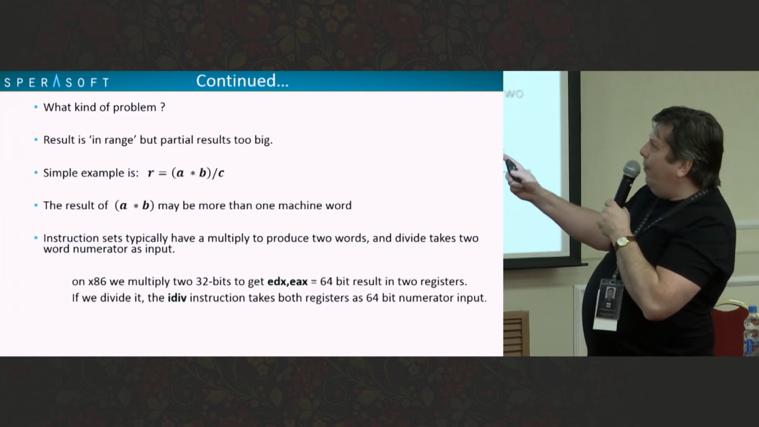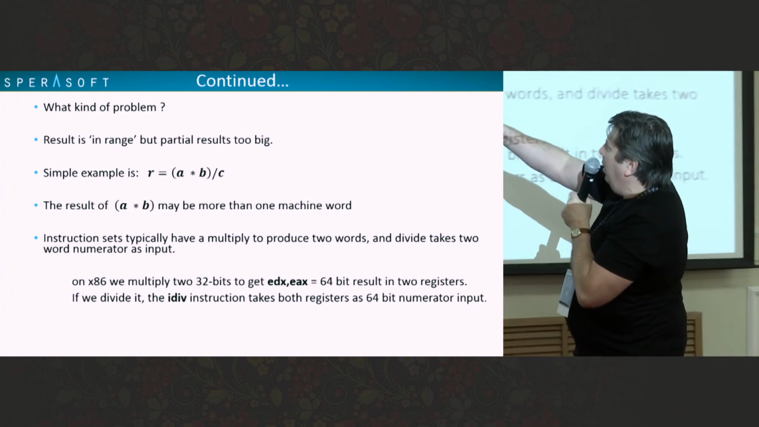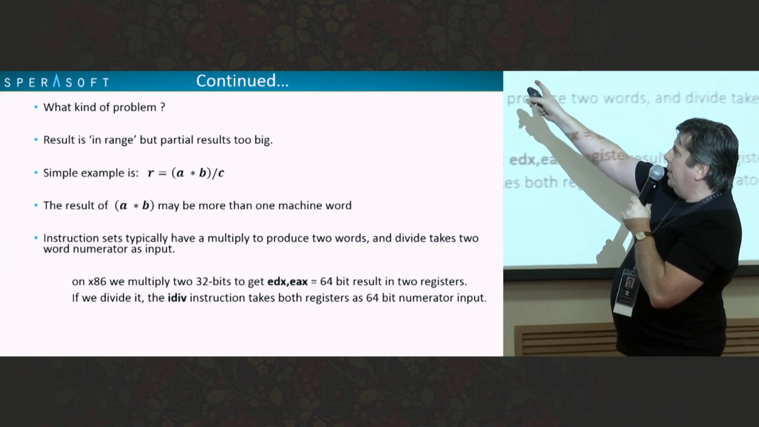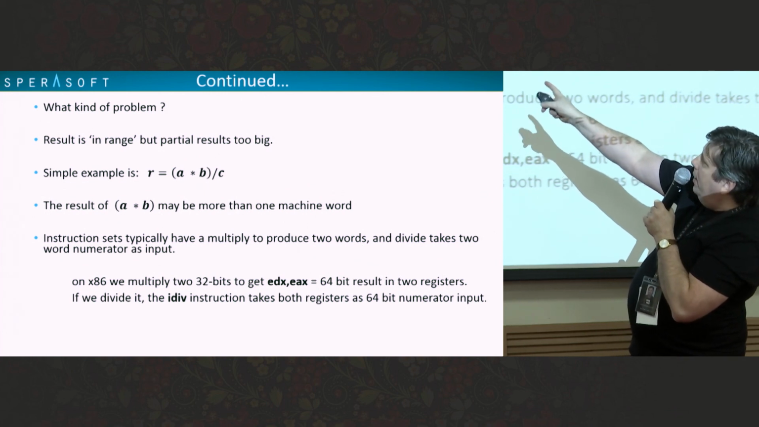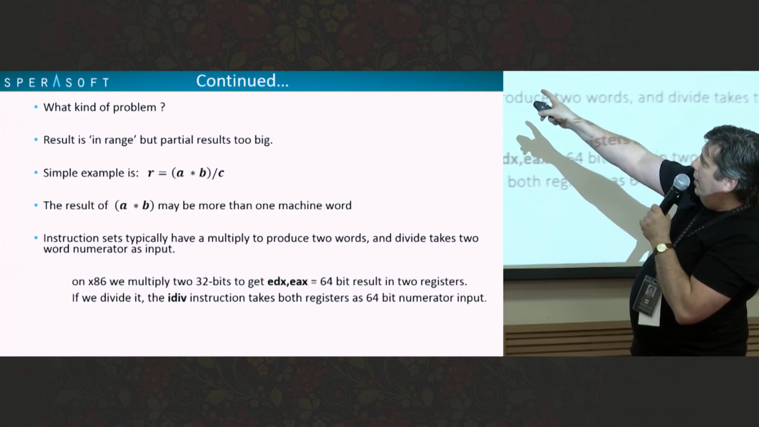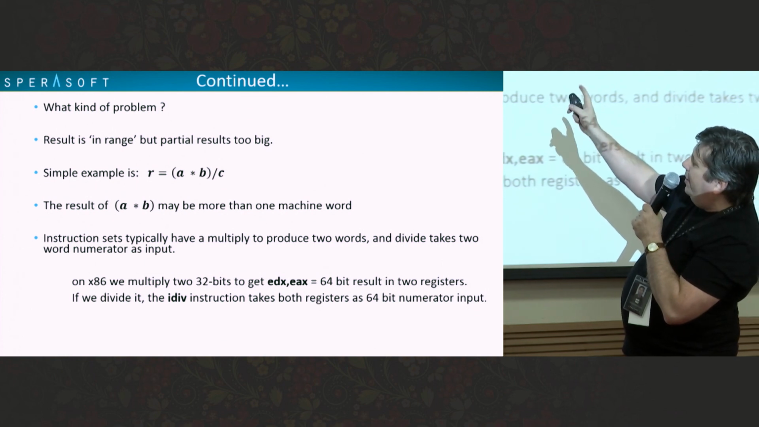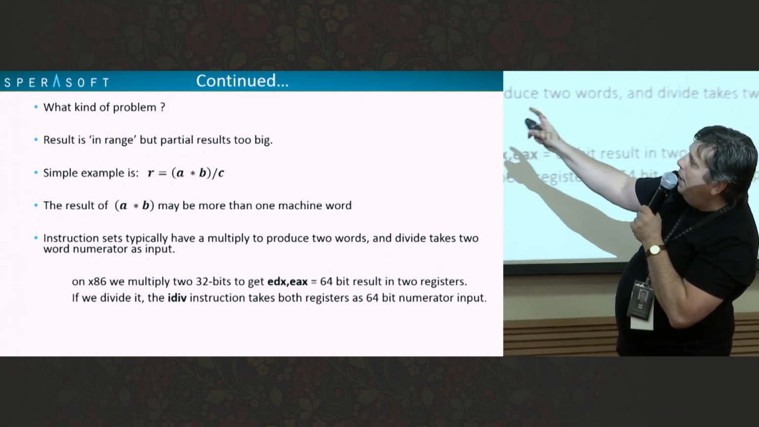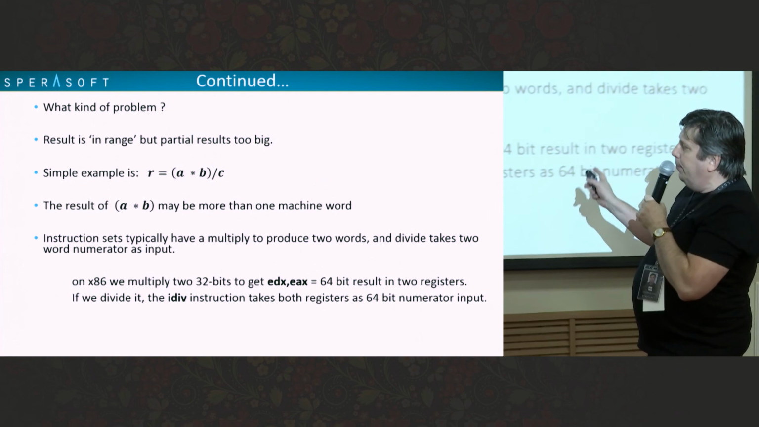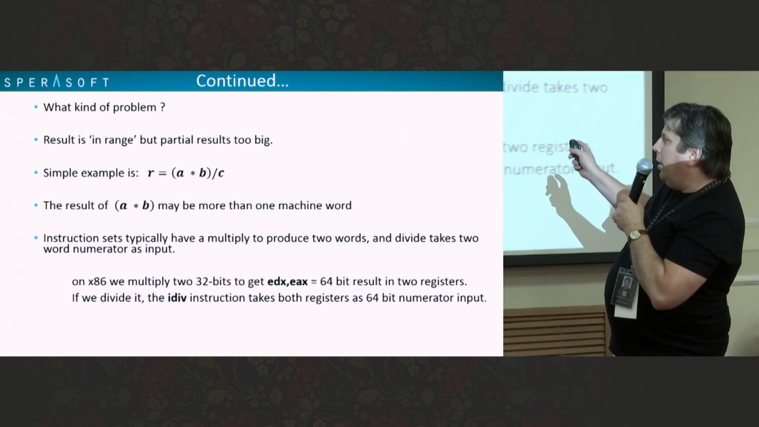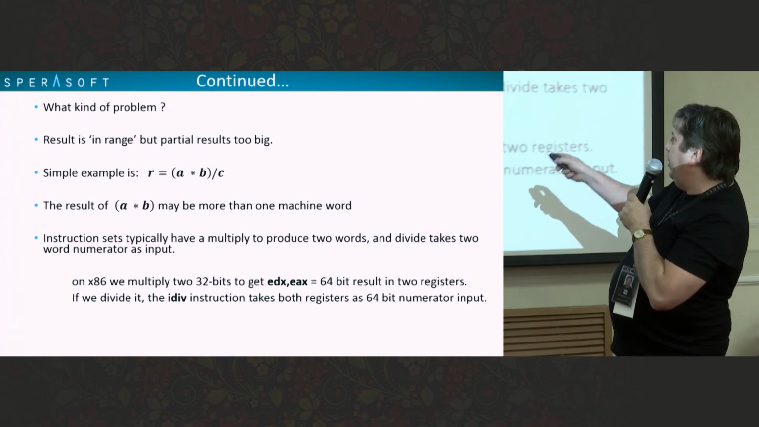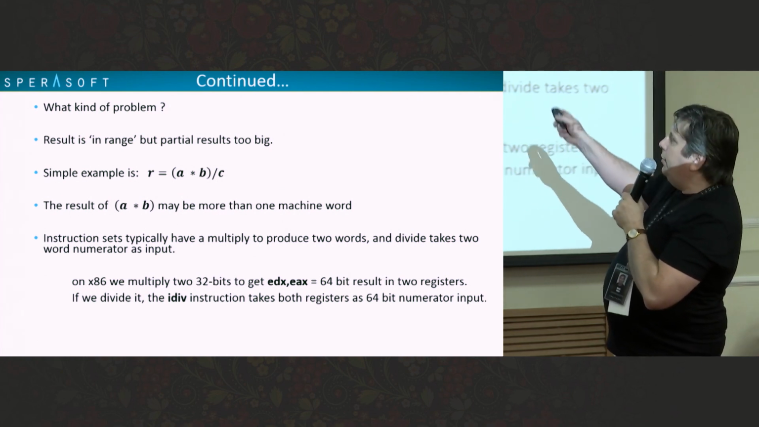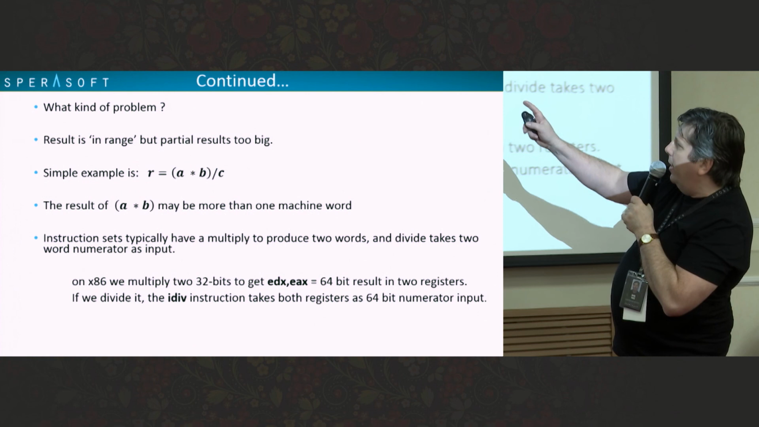If we have a simple problem like r equals a times b divided by c, for instance, we know that the total result will be within the word length of the machine, but a times b may be outside. But this itself is not a problem, because all CPUs typically produce a kind of double word output from the multiply and typically take a double word input into the division. So you don't have to worry about this normally.